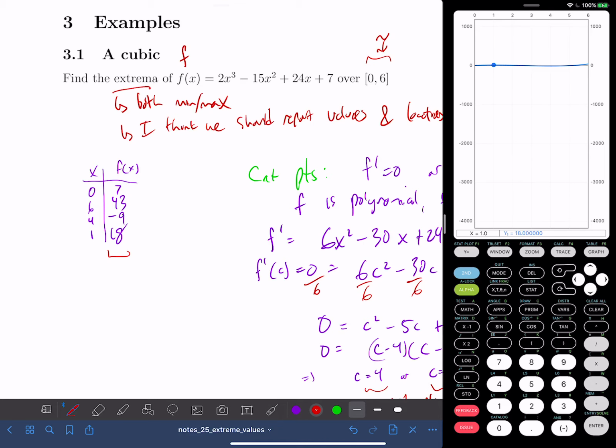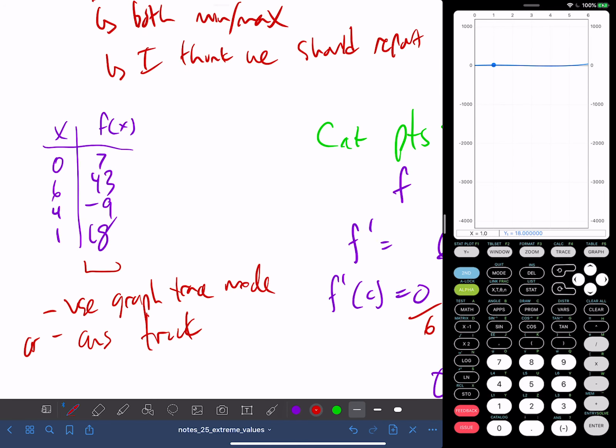So I think that using a TI with that... I guess I didn't use the ants trick. I used graph trace mode. Or the ants trick. Both of those two things are really powerful for quickly producing those values. Now all I have to do as the last step, I produce my table. I've got my critical points. I've got my function values. And so the last thing I need to do is to find the ones that are the biggest and the smallest, the minimum and maximum.